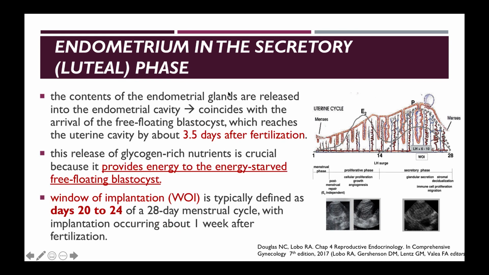The contents of the endometrial glands are released into the endometrial cavity, and this coincides with the arrival of the free-floating blastocyst, which reaches the uterine cavity by about 3.5 days after fertilization. Now, this release of glycogen-rich nutrients is very important or crucial because it provides energy to the energy-starved free-floating blastocyst. The window of implantation is typically defined as days 20 to 24 of a 28-day menstrual cycle, with implantation occurring about 1 week after fertilization.